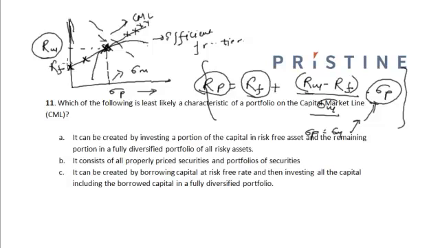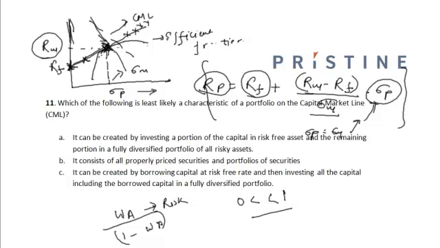So between these 2 points, the point where the CML intersects the y-axis and the tangency point, all the points represent the weights of the risk-free asset and the weights of the portfolio, both lying between 0 and 1. However, to the right of this point of tangency, the weight of the risk-free asset will be negative.